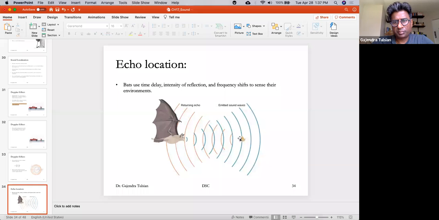They'll emit a chirp, and the chirp is reflected back. So from the time delay, they know how far this object is. From the intensity of the reflection, it knows how big the object is. And if the object is moving toward the bat, then the reflected frequency will be higher. And so from the frequency difference, it knows the relative motion of the object. So the bats use time delay, intensity of reflection, and frequency shifts to sense their environment.